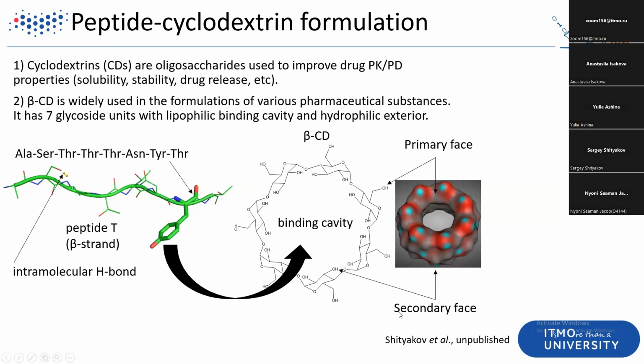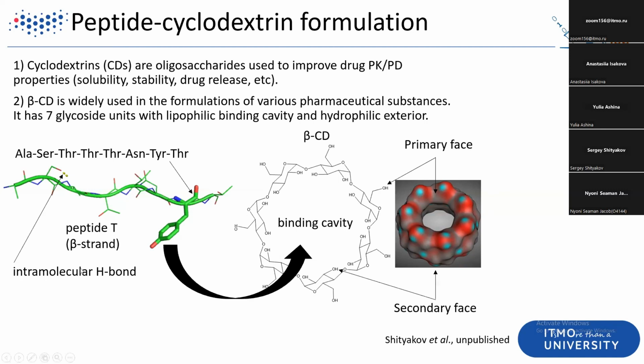It has a primary phase and a secondary phase. The primary phase has a higher number of hydroxyl groups, up to 14, and the secondary phase has a smaller number, only 7 hydroxyl groups. So these hydroxyl groups can be substituted.